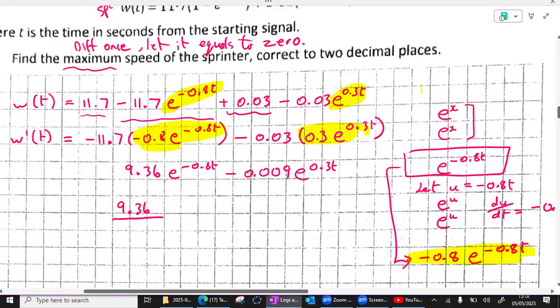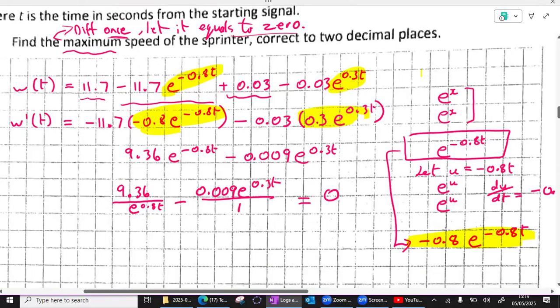Now, because this is a negative, I think I'll just put this under, if that's okay. So that gets rid of the negative in the power. This guy, I'll just pop him over 1, because if I have a fraction, it's probably better to write everything as a fraction. And I'm going to let it equal 1. Why? Because anytime we're maximizing, we differentiate once and we let it equal 0.